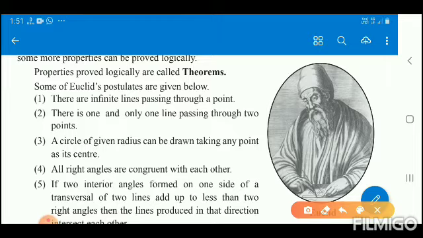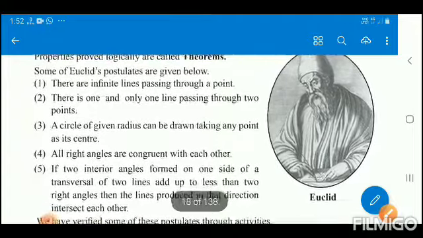Now look here, the properties which we prove logically are called theorems, and postulates means some true statements which were accepted by all over the world or all over the universe. Now we will see some of Euclid's postulates given below. We will see the postulates of Euclid.